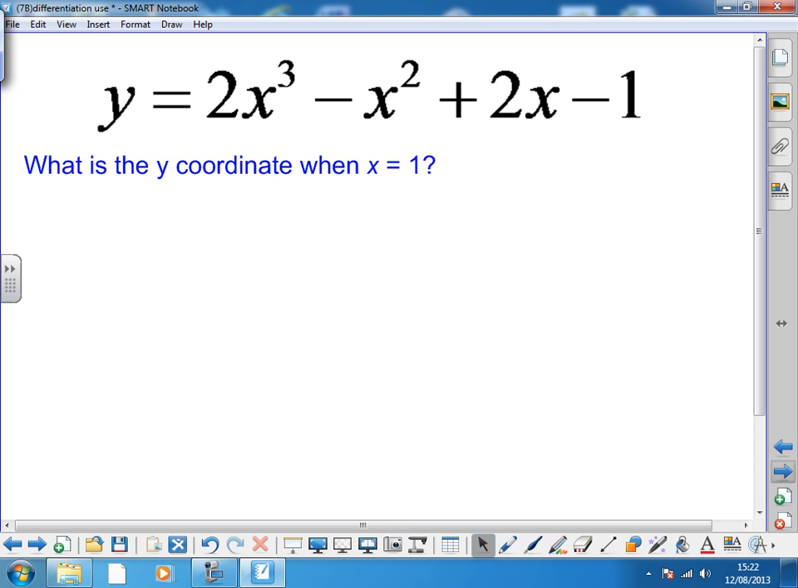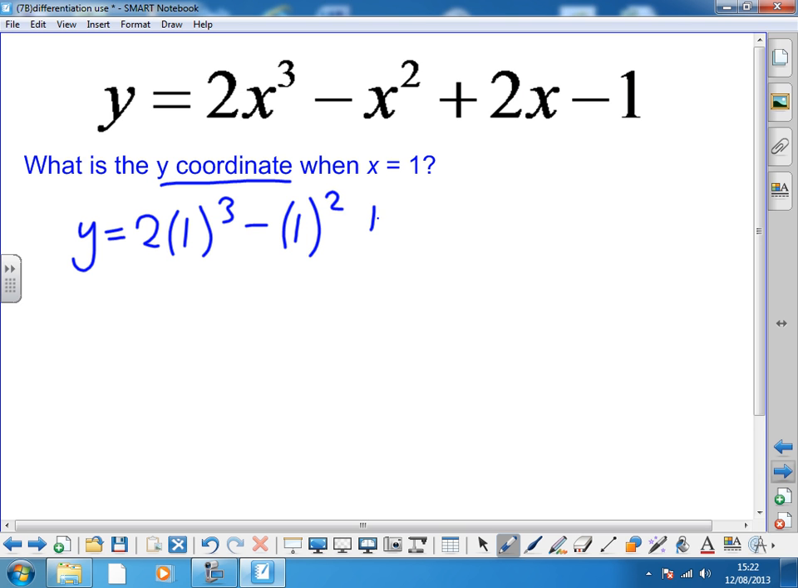Right, so we are looking for the y coordinates. We don't have to do any differentiation or anything like that. When x is 1, we don't know what y is, so we're trying to find out, but we do know what x is. So 2 times 1 cubed minus 1 squared plus 2 times 1 minus 1, which is 2 minus 1 plus 2 minus 1. That will cancel, so that's just 2. Yes, exactly. Very good. Next one.